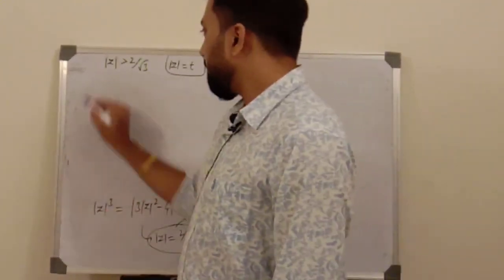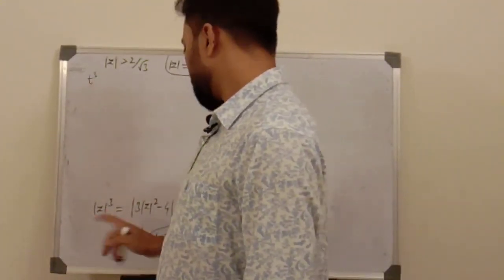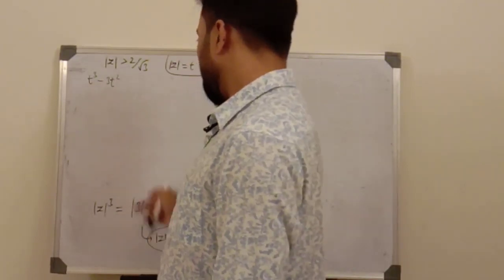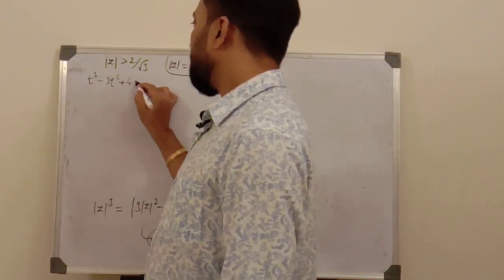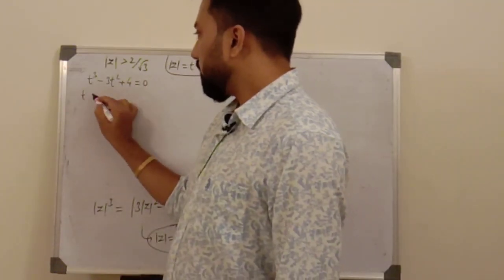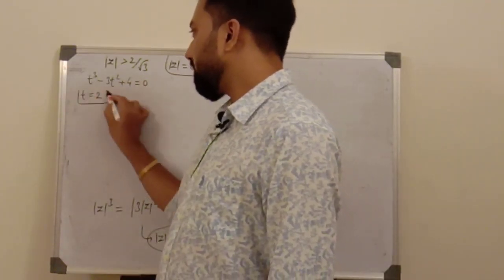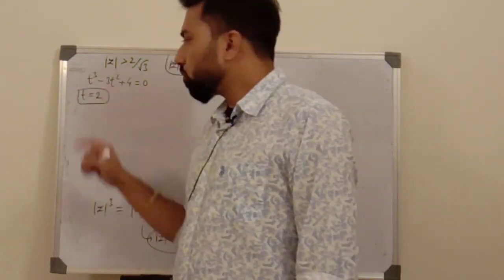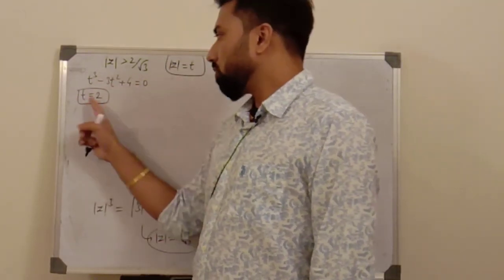So this equation will become t cube minus 3t square plus 4 is equal to 0. Now we can observe that t is equal to 2 satisfies this. How? Because it will become 8 plus 4, 12, 12 minus 12, 0. So t equals 2 satisfies.